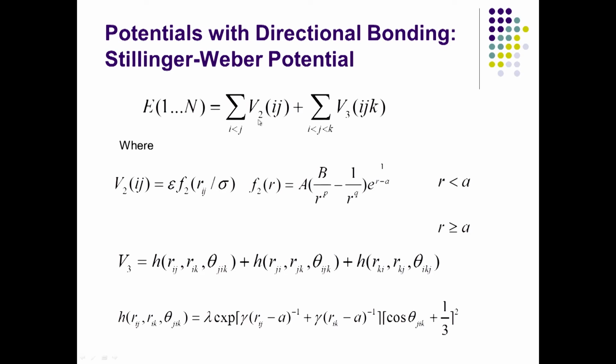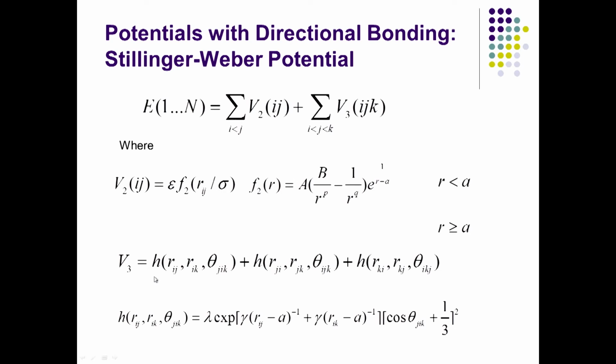One is V2, which is the pair potential for i j, and V3, which is for i j k. So, if you look at the pair potential V2 i j, it has epsilon, which is the potential energy. Then this function which takes care of r i j over sigma, which is essentially the lattice constant. Then f2(r), which is the force here, is given by some form of what we call the Lennard-Jones plus a component which is exponential type.